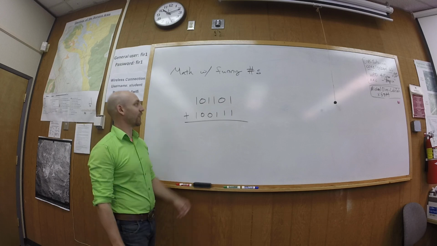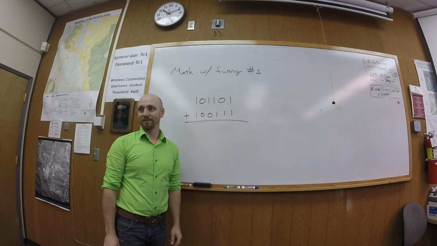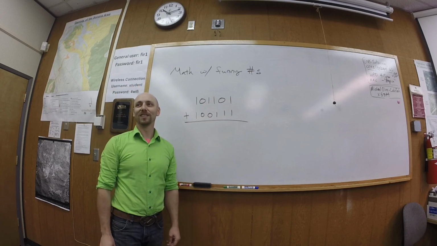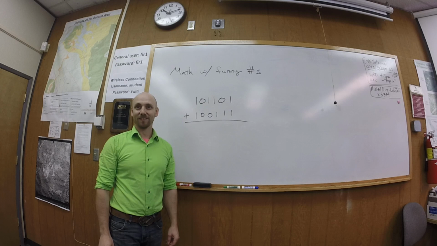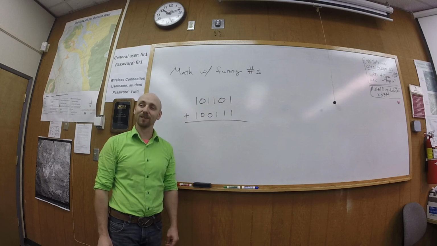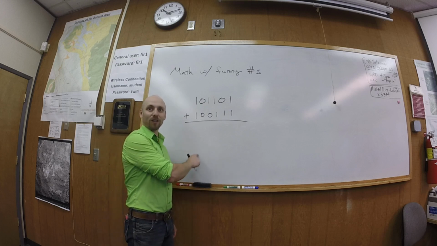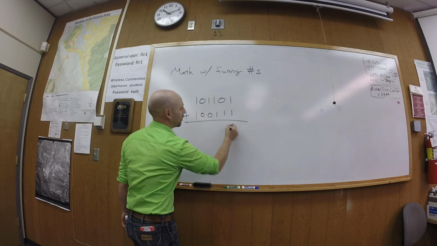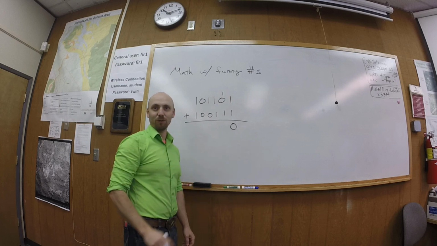So you say to yourself, okay, what's 1 plus 1? 1 plus 1 is 10, right? 1 plus 1 is 2, but 2 doesn't exist in this system. So you write down 1 two and no 1s. So you do 0, carry the 1.